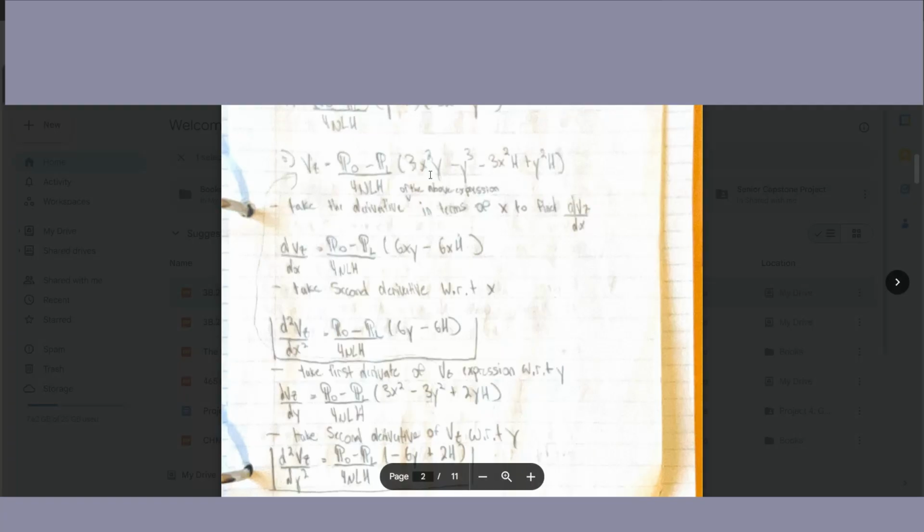If you're taking the derivative with respect to x, you just treat the y's as constant, and you treat all the other variables as constant, basically. So it's going to be 6xy minus 6xh, and adding all these extra terms. And then you take the second derivative, you get 6y minus 6h. And then you just do the same for y. That's pretty easy to understand. Just do the same thing again.